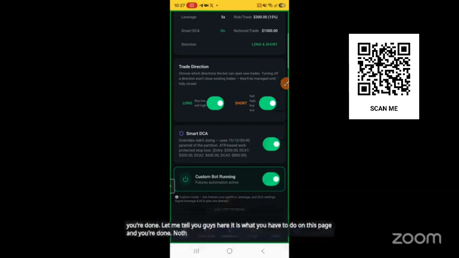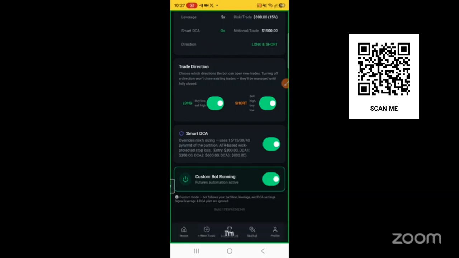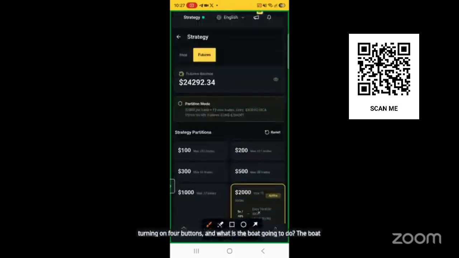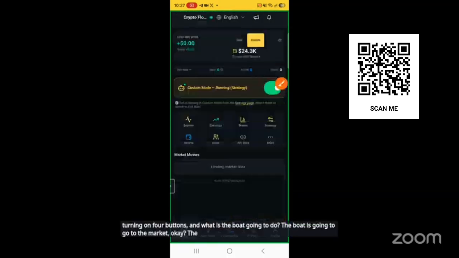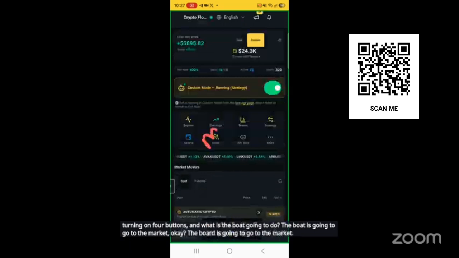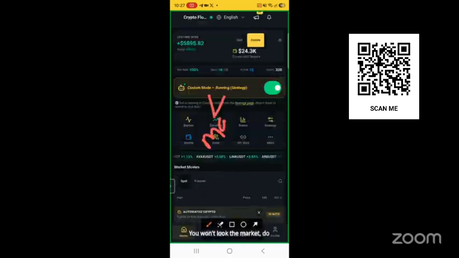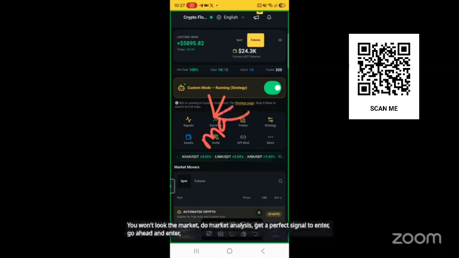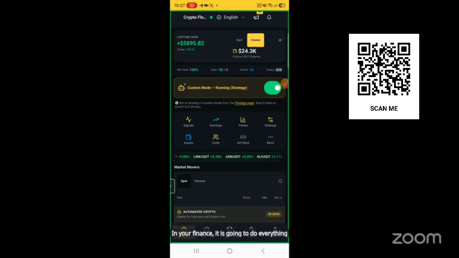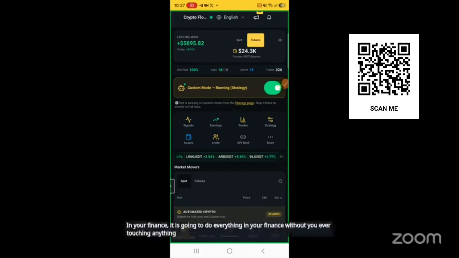Nothing else. Only turning on 4 buttons. And what is the bot going to do? The bot is going to go to the market. You want it to look at the market, do market analysis, get a perfect signal to enter, go ahead and enter, exit, and make money for you without you touching anything. In your Binance, it is going to do everything without you ever touching anything. That is as simple as that.